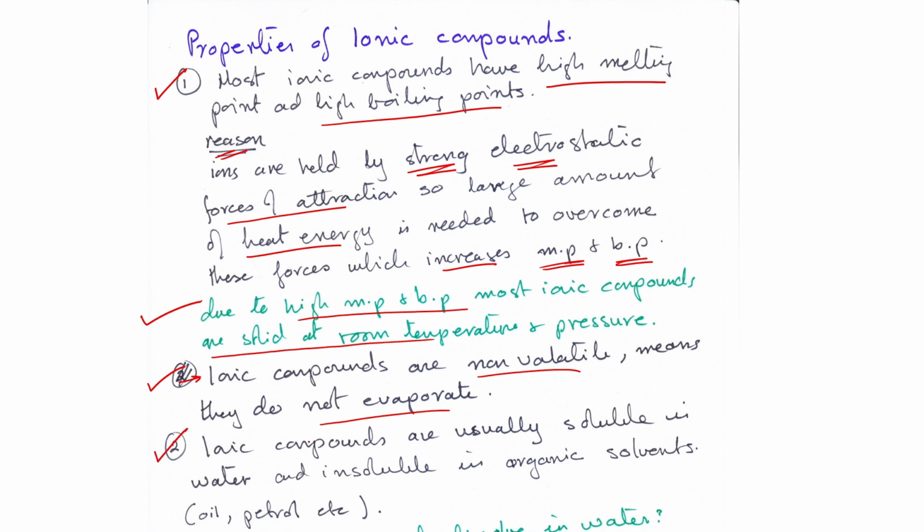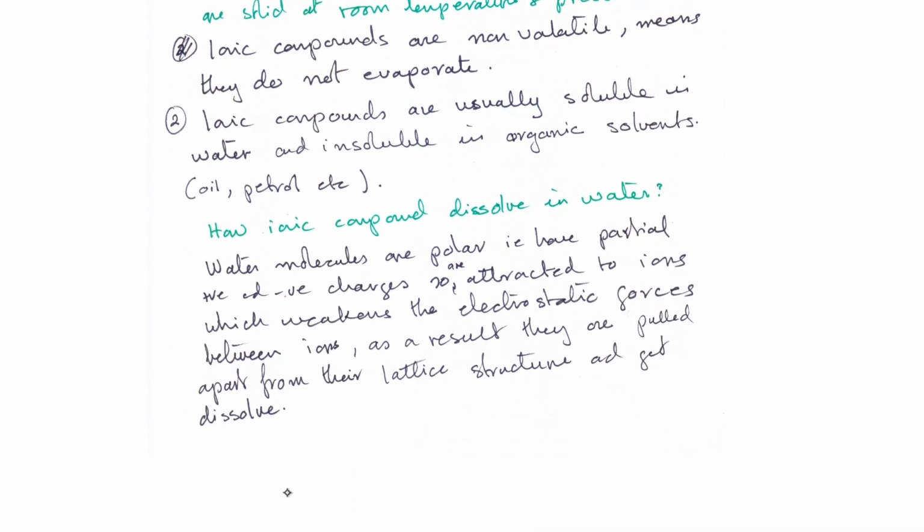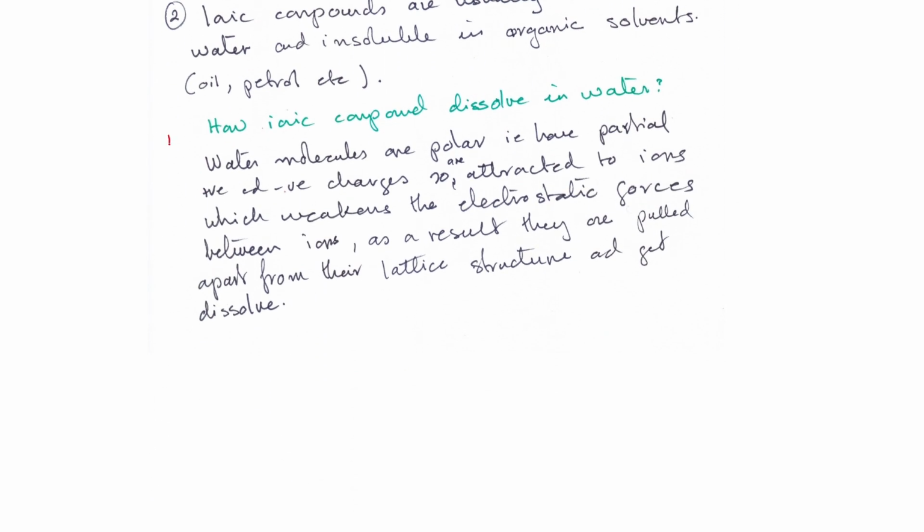Ionic compounds are usually soluble in water and insoluble in organic solvents. Organic solvents are oil, petrol, and so on. Organic solvents are non-polar, that is, there are no charges in them. Whereas ionic compounds have ions, charged particles. So like dissolves like, that is, polar is going to dissolve in polar and non-polar is going to dissolve in non-polar. Now we have a question: how does an ionic compound dissolve in water?